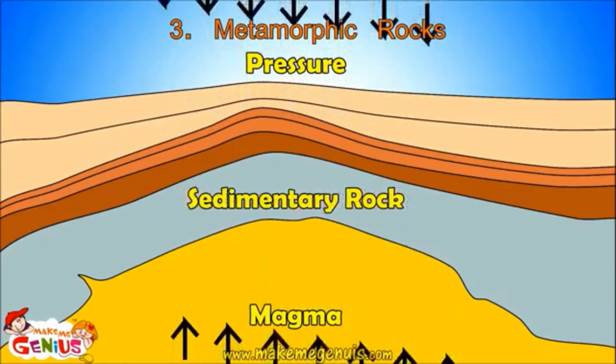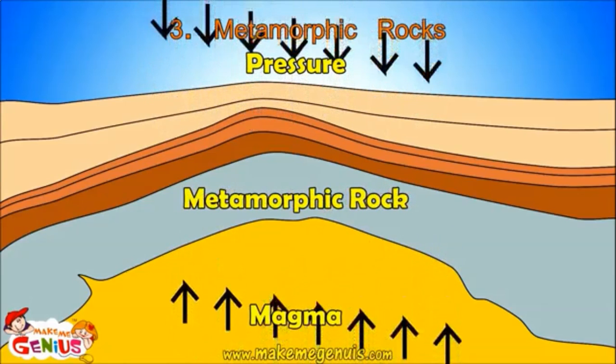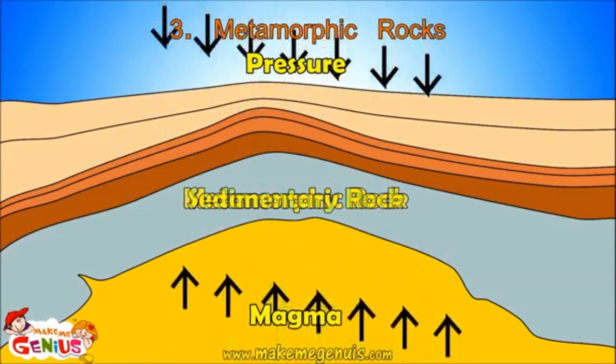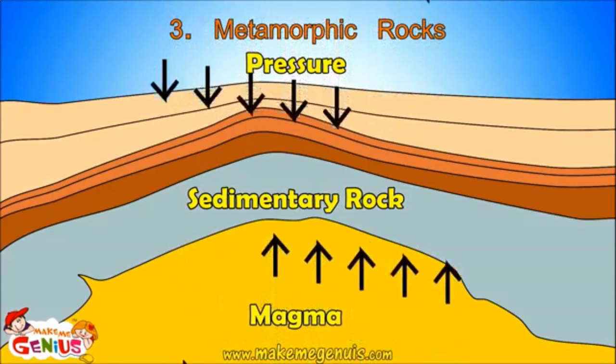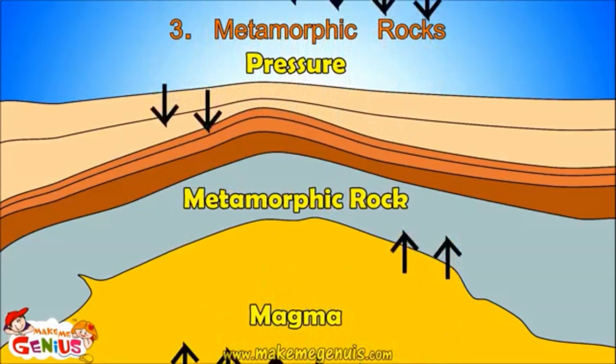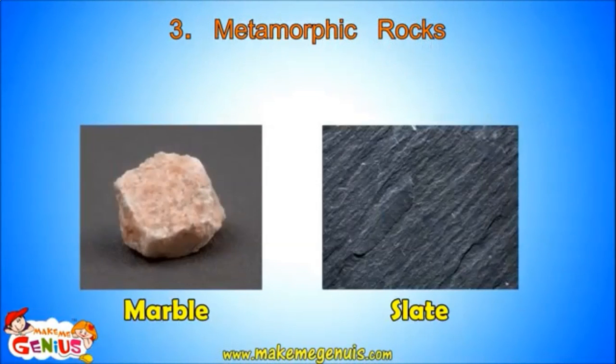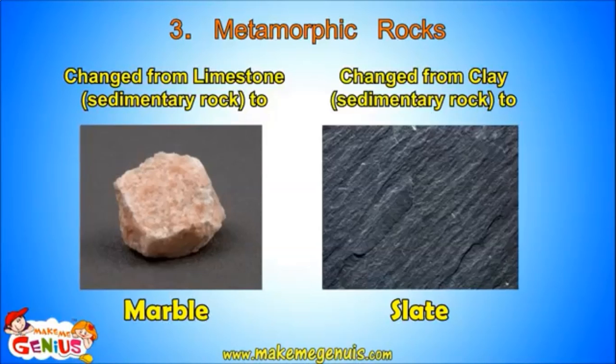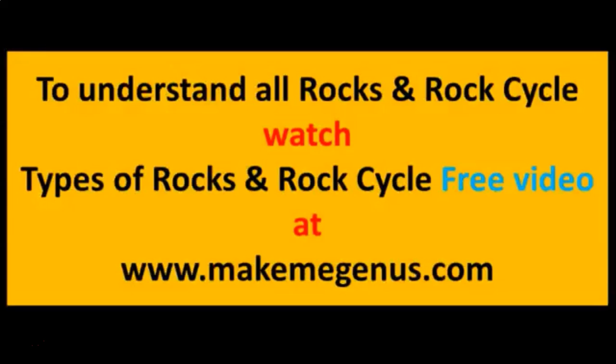Metamorphic rocks are formed when other types of rocks are changed due to a lot of heat or pressure. See in this picture, a lot of heat from molten magma and a lot of pressure from upper layers is causing a few of the sedimentary rocks to change. Marble and slate are two types of metamorphic rocks. Marble is formed when limestone, which is a sedimentary rock, comes under a lot of pressure from above. Similarly, slate is formed when clay is changed by heat and pressure.